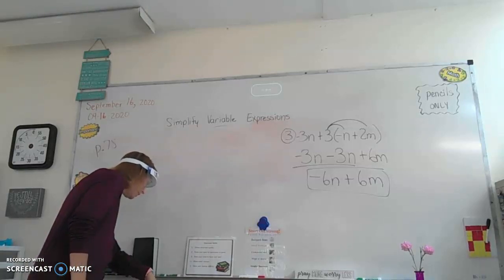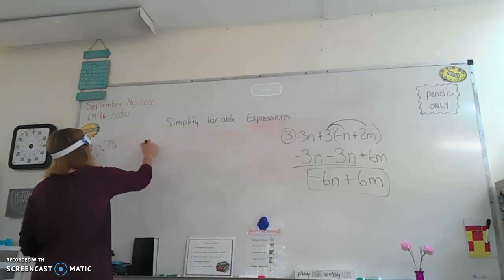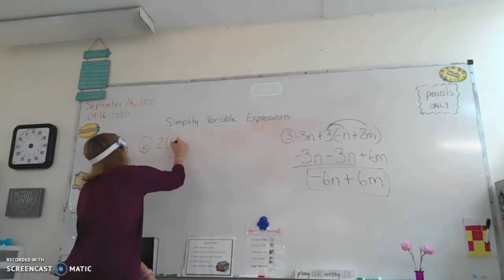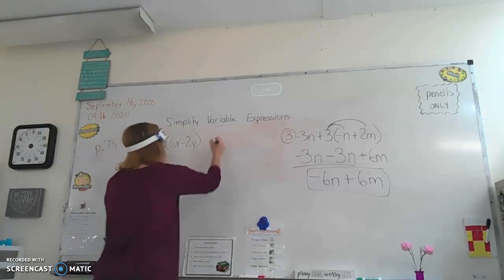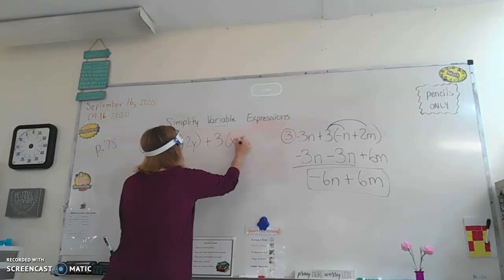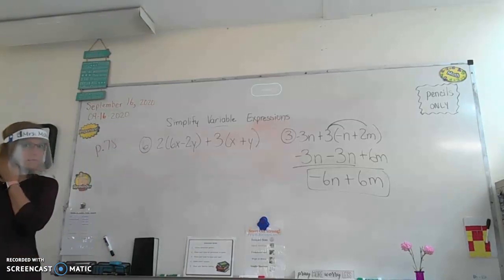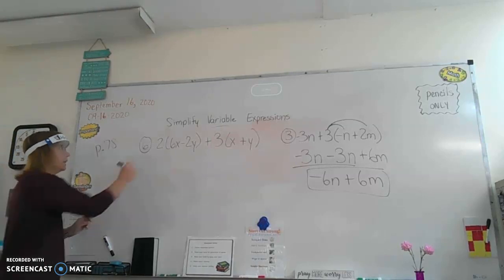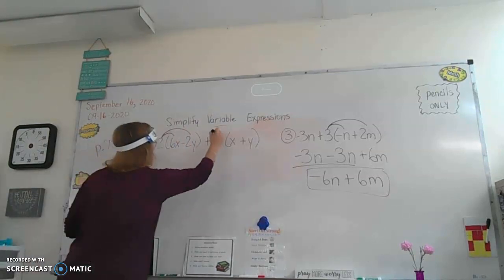Okay, I'm going to skip down and do a more complicated one that has more steps. But it's the same idea of what we've been doing. So let's do number 6. 2 times 6x minus 2y plus 3 times x plus y. So same thing that we've been doing. I have to distribute both of these parentheses this time.